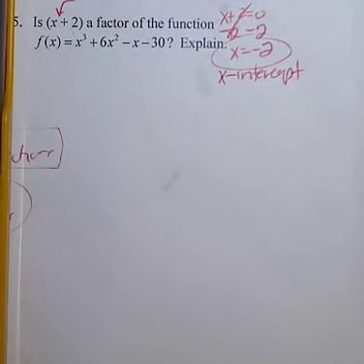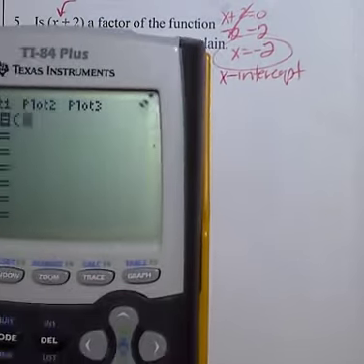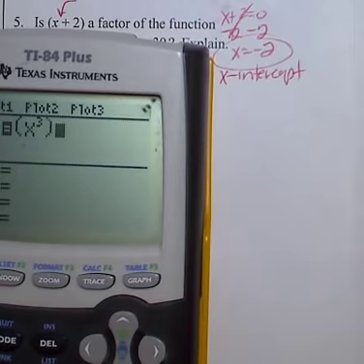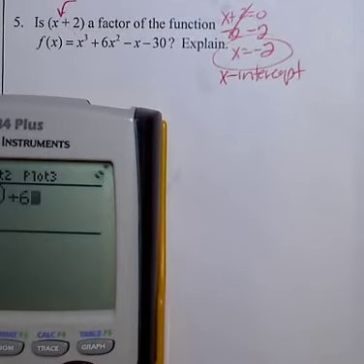Without showing math to justify your answer, even if you have the right answer, you're going to get 0 points. So it's more important that you know how to do the math. But here's how you can check if you did it right. Go x to the third plus 6x squared minus x minus 30.